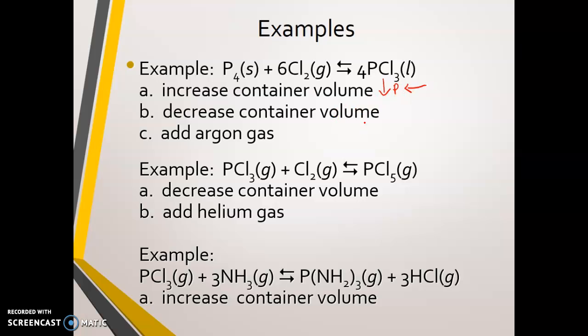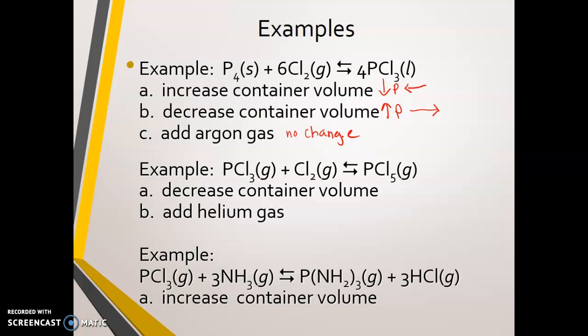When you decrease the container volume, that is going to increase your pressure. And then when you increase your pressure, it's going to shift to the side with fewer gas molecules. Well, you can't get any fewer than none, so it's going to shift to the right. And then adding argon gas. We don't see argon anywhere in this reaction, so this is that inert gas. This is going to have no effect or no change on the equilibrium.